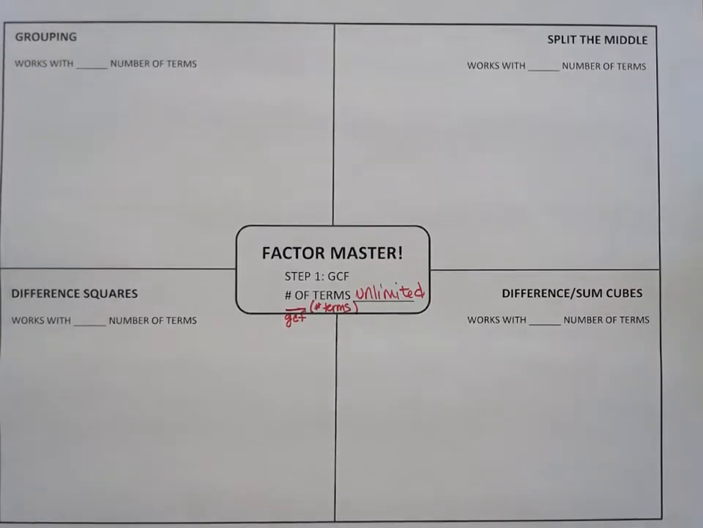Okay. Then the second question you ask yourself is, how many terms does it have? Do you have 2, do you have 3, do you have 4, do you have anything over 4? Anything over 4 is always going to be greatest common factor, for the most part at this point.